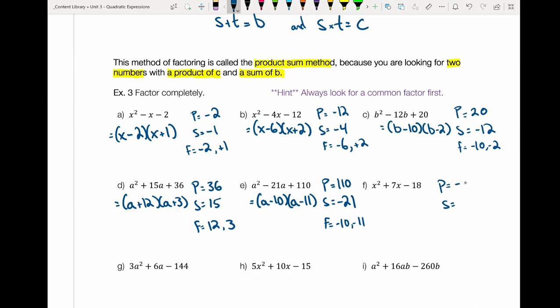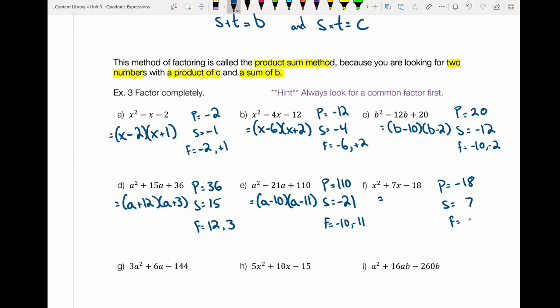Again, product and sum for F, so negative 18 and sum of 7. A nice thing to think about, if we have to look for a sum and it's positive, and our product is negative, we know we have to have one positive number and one negative number. Because the only way we can multiply to a negative is if we have one of each, a positive and a negative number. Because our sum is positive, we know the larger number of our two factors should be positive.